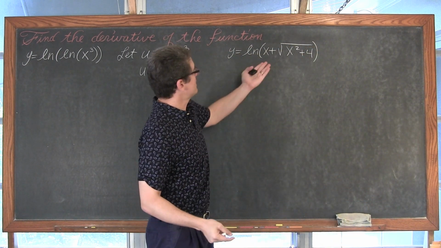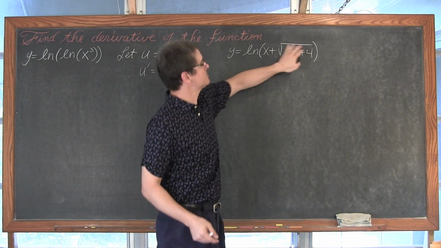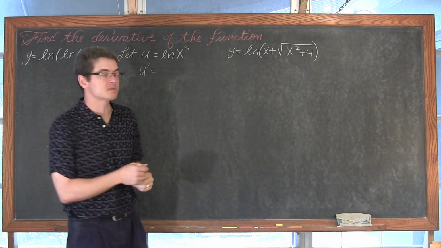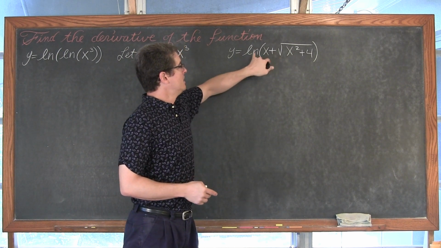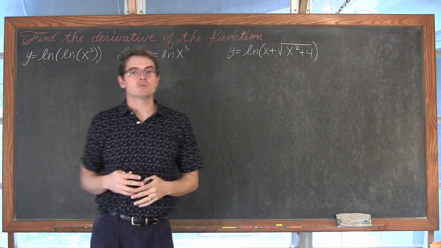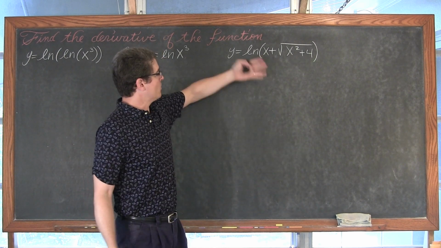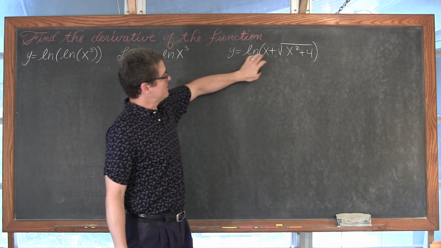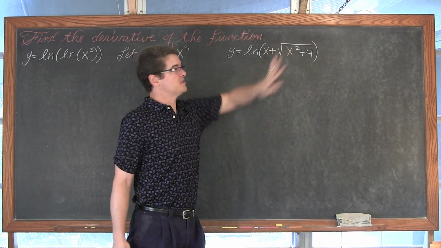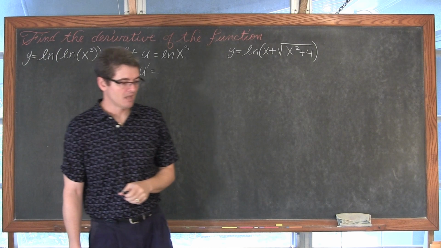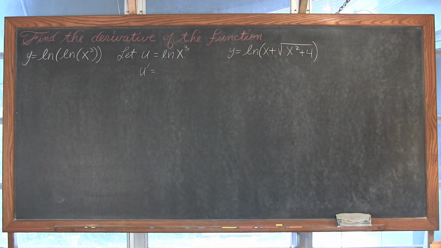Over here we just have another inside function, natural log. It's x plus the square root of x squared plus 4 this time. So we're not going to be able to separate or expand this natural log function, because the property for expanding a log or natural log requires that these be factors and not two separate terms. So you're going to have to deal with all of this as your inside function. So let's see what those solutions look like, one step at a time.